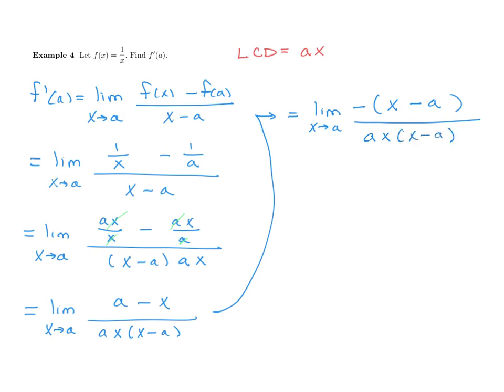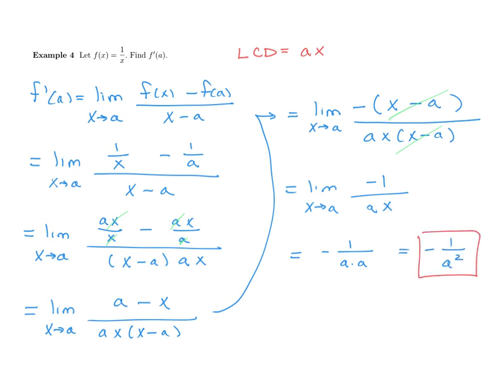We are now allowed to say, well, this cancels with that. This is the limit as x approaches a of negative 1 over ax. Can we directly put a in place of x to get our answer now? And the answer is yeah. We get negative 1 over a times a, which is negative 1 over a squared. This is the formula at x is equal to a.